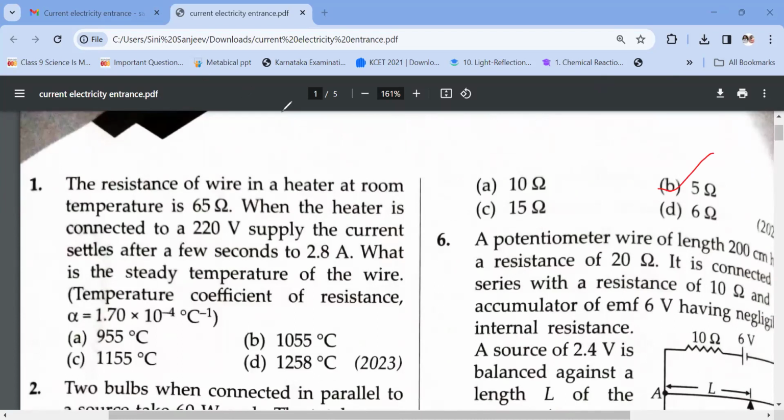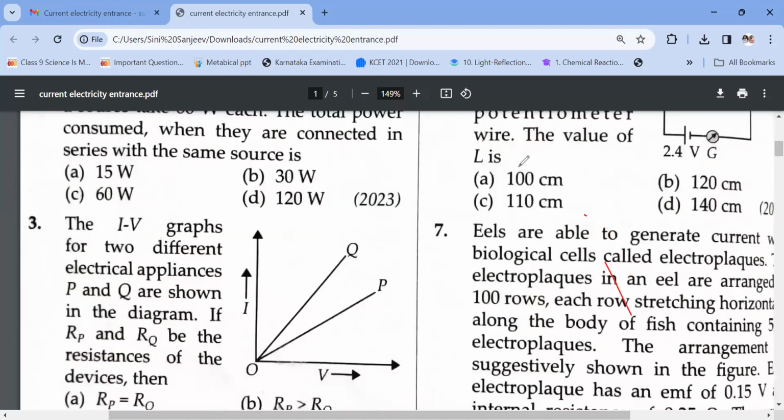Yes, I have just muted myself. Yeah. So 5 ohm is the answer. Correct. Only in Wheatstone bridge, the resistance value will be same. Okay. Now as I told about Wheatstone bridge, let's see if any question related to that is there in this particular paper. If it is there, then I will do that question now.